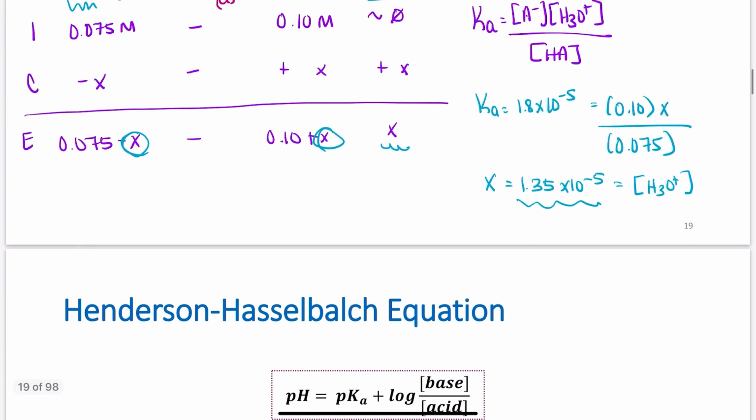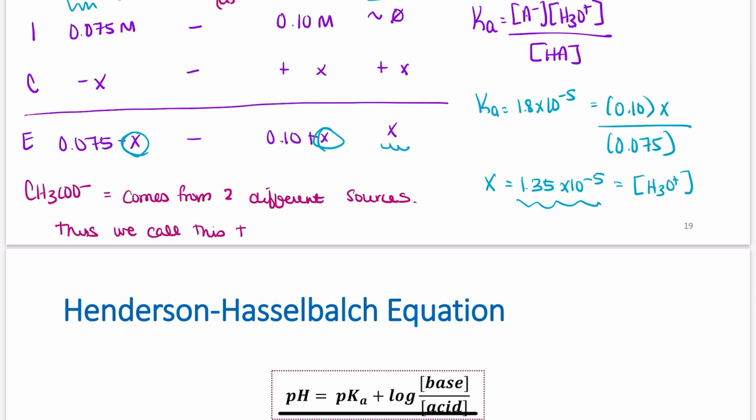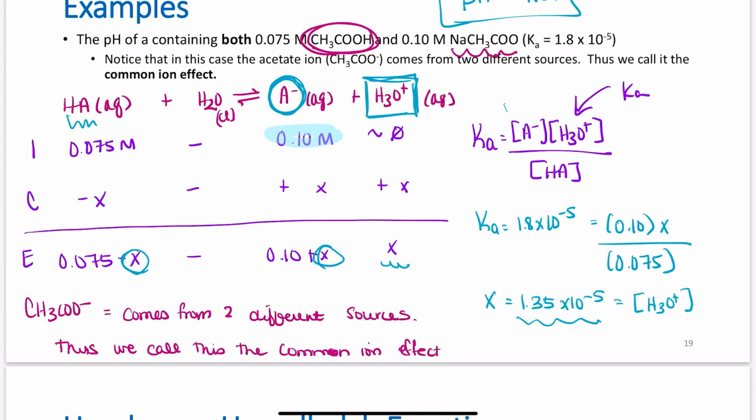So, I'm going to leave this right here so I can write this note because it's in the student notes. But notice that in this case, this is the third case, the acetate ion, CH3COO minus, comes from 2 different sources. And I'll move the screen back up in a sec, but it's really hard for me to read on the bottom of the screen. Thus, we call it the common ion effect. It's coming from the initial solution we made and plus X from the amount of HA that is being ionized. And so it's coming from 2 different places. This is your common ion effect.